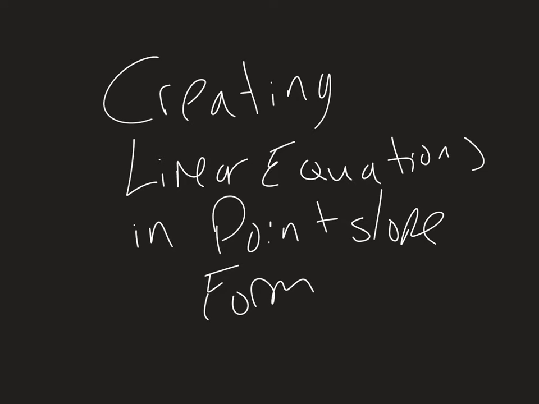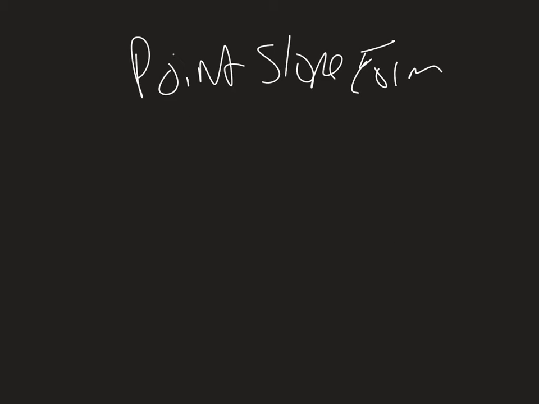In this video, we'll talk about creating linear equations in point-slope form. So let's talk really quick about what point-slope form looks like. Point-slope is another way of representing linear equations. And instead of slope-intercept form, where we have y equals mx plus b, where m represents the slope and b represents the y-intercept, what we're looking at is y minus y1 is equal to m times x minus x1.